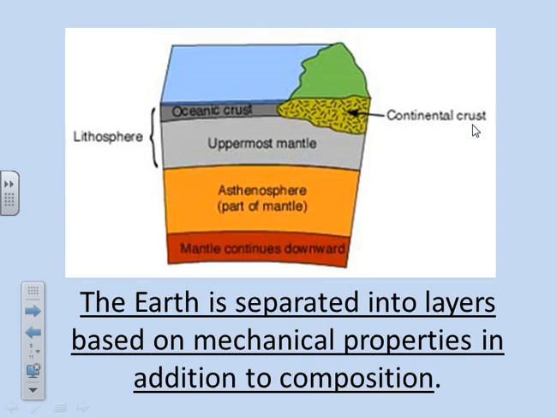Okay, so the Earth is, if you want to put in the left-hand column, how is the Earth separated, that's fine, or you could put Earth again in the left-hand column. So the Earth is separated into layers based on mechanical properties in addition to composition. So I want you to think about what that word mechanical means and composition. What does that mean? The Earth is separated into layers based on mechanical properties in addition to composition. What are mechanical properties?